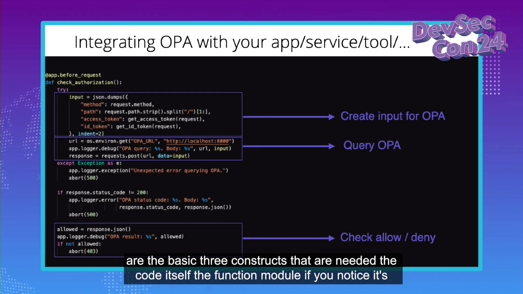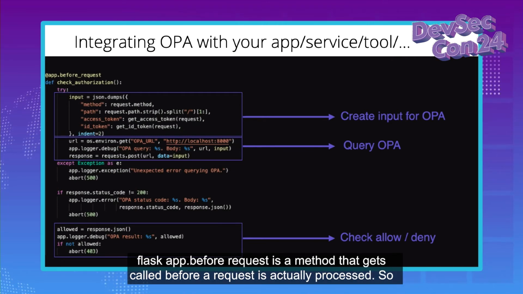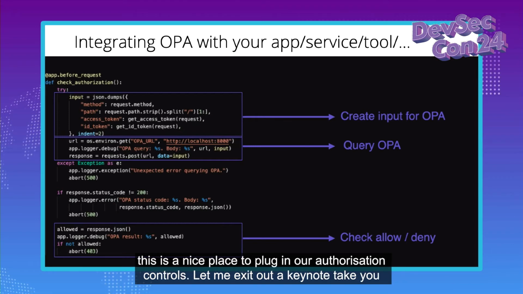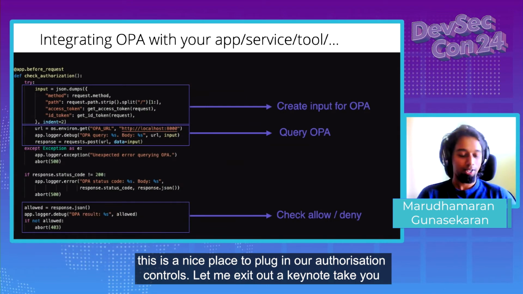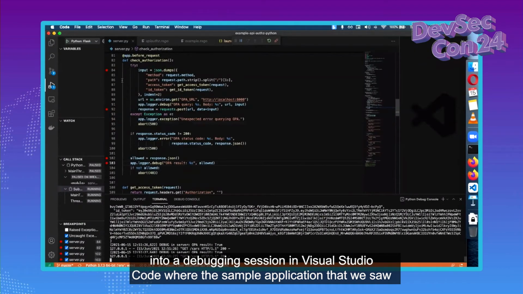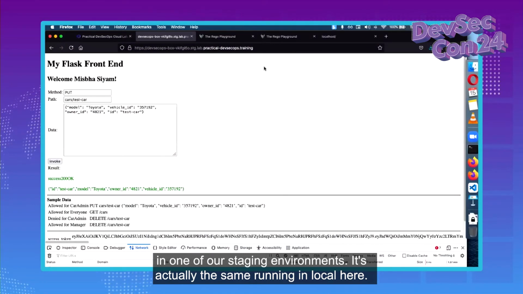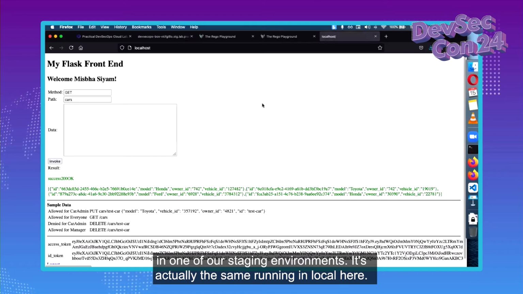The code itself, the function module, if you notice, it's called def check authorization. And that method is annotated with app.beforeRequest. Well, in Python Flask, app.beforeRequest is a method that gets called before a request is actually processed. So this is a nice place to plug in our authorization controls. Let me exit out of Keynote, take you into a debugging session in Visual Studio Code, where the sample application that we saw in one of our staging environments, it's actually the same running in local here.